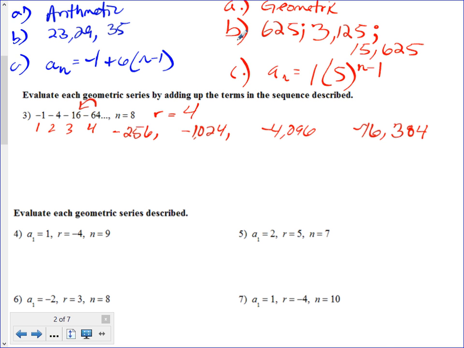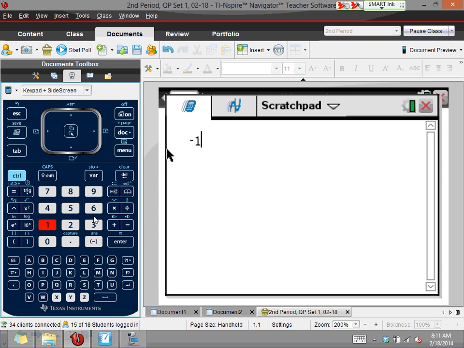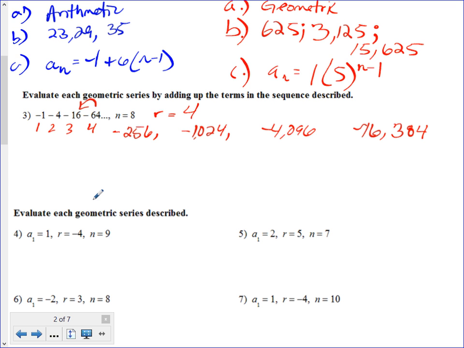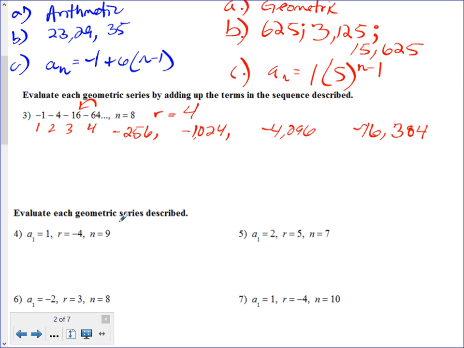So take your calculator. -1 plus -4 plus... that's -4 plus 4. If you want to just put minus every time, that's more efficient. They say R equals 4. They don't say that. Do I put R in the calculator? No. Not yet, no. Definitely not. What does that R equals stand for here? That's the common ratio. It's not a term in the sequence.